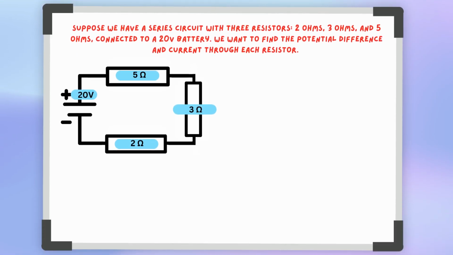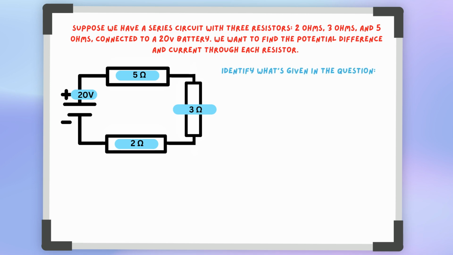Let's make it a bit more complex for our last example. Suppose we have a series circuit with 3 resistors of 2 ohms, 3 ohms, and 5 ohms connected to a 20 volt battery. We want to find the potential difference and current through each resistor.